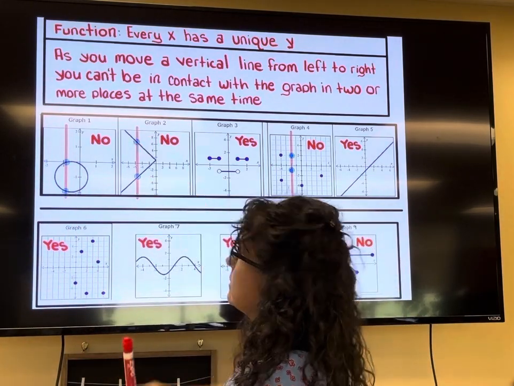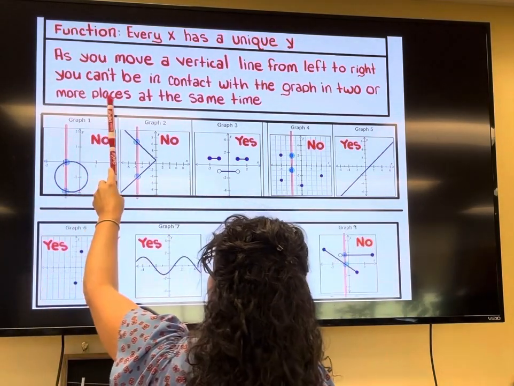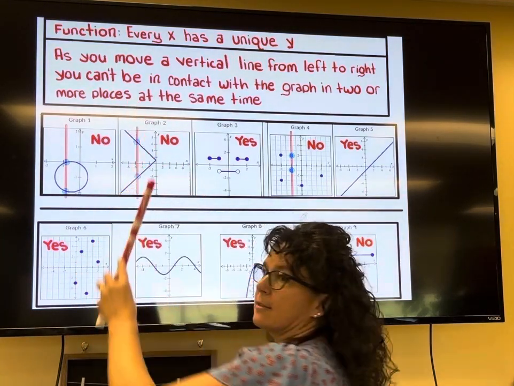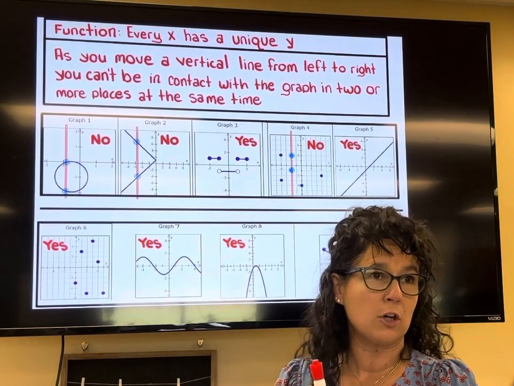This kind of sideways V looking thing, as I go from left to right with my vertical line, I'm touching the graph in 2 spots at the same time, so not a function.